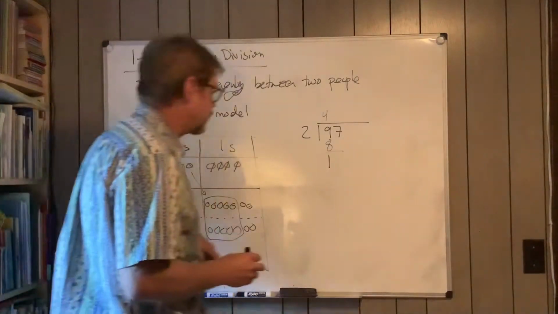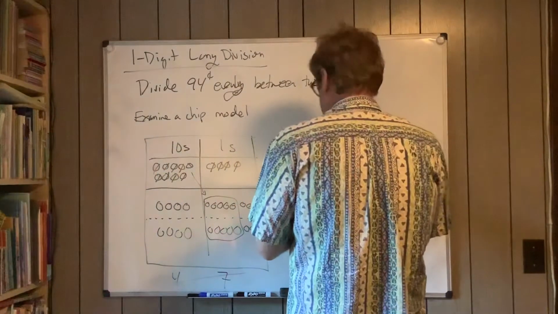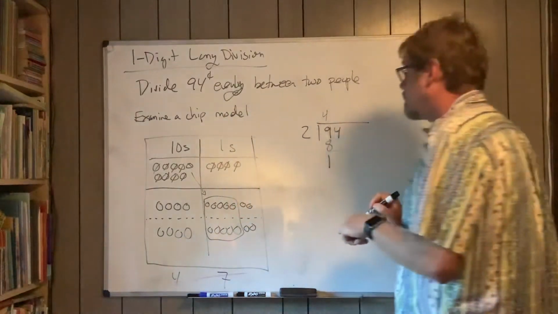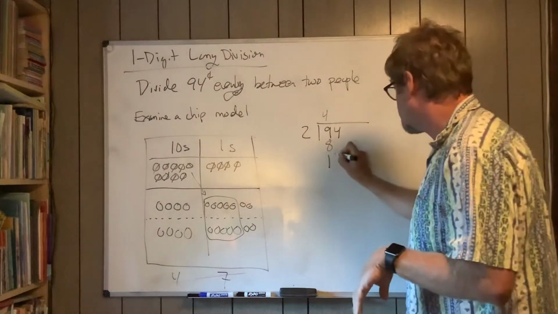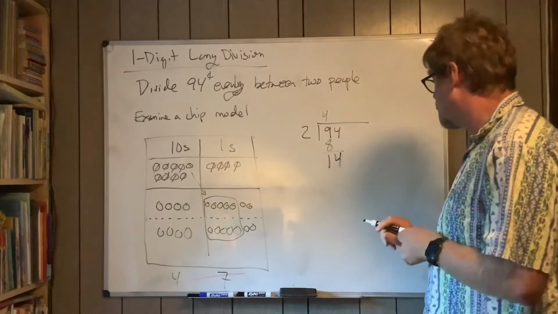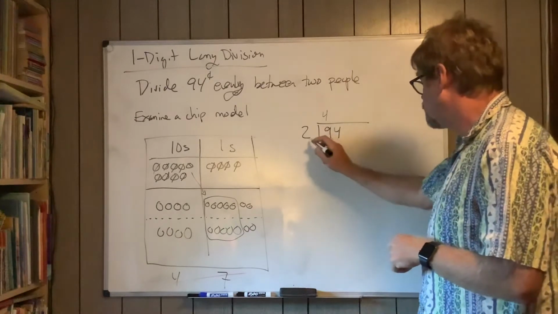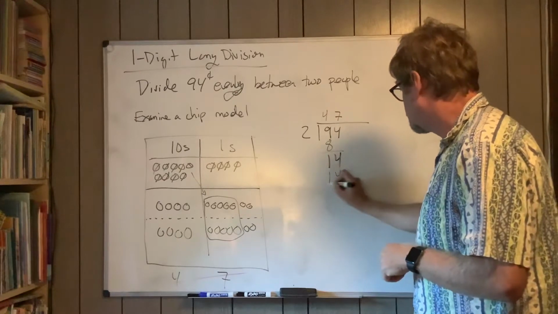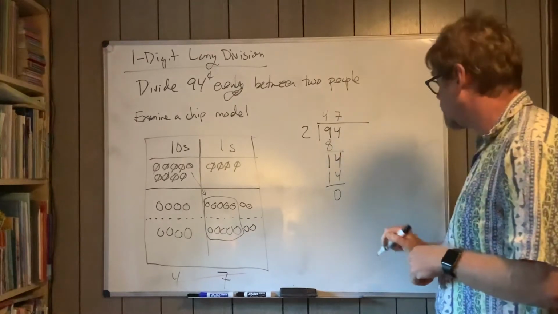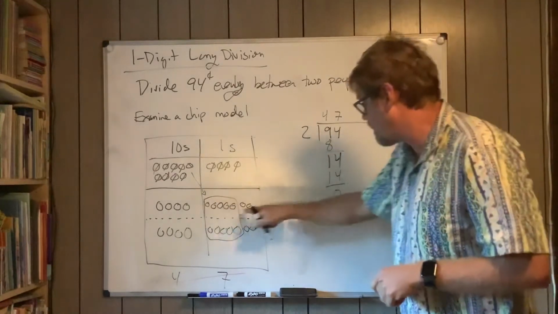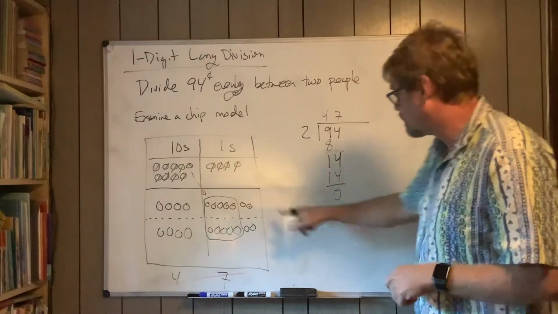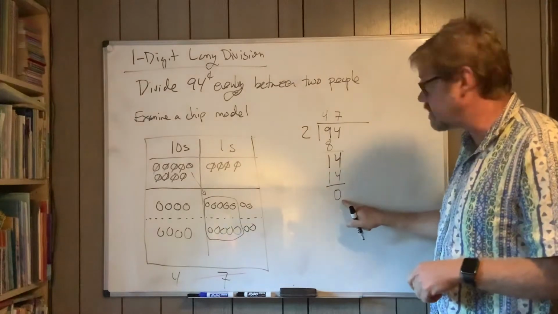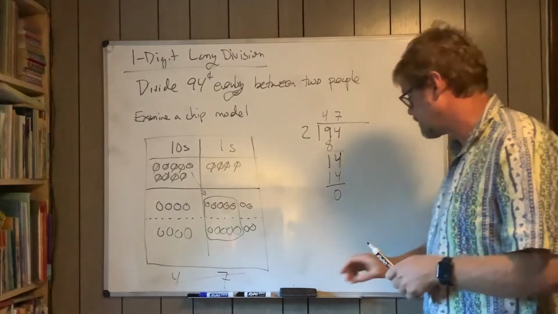Okay. And then I'm going to bring down, and this is not 97, but 94. I know somebody through the ether was trying to tell me that I made a mistake. And so 2 times what gives me 14? That's 7. 14, 0, right? So that 7 represents that 7. That 14 represents everything. And everything goes in evenly, so I get a 0. Okay.